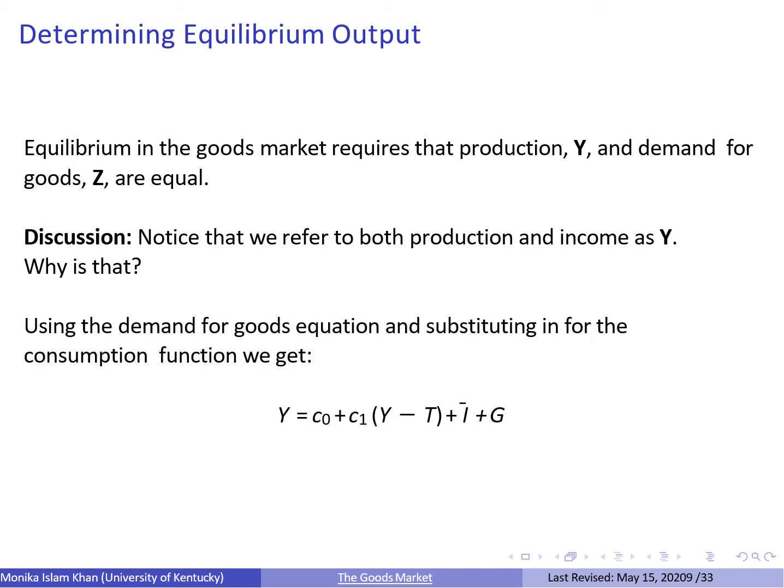Using the demand for goods equation, which is Y equals C plus I plus G, and substituting in for the consumption function, we get Y equals C0 plus C1 times (Y minus T), which is your consumption function, plus I bar, investment, plus G, government spending.